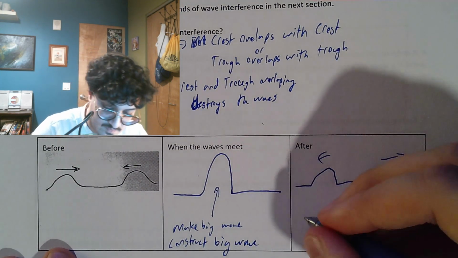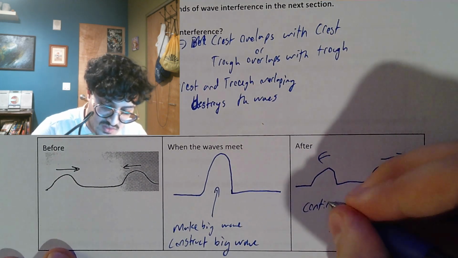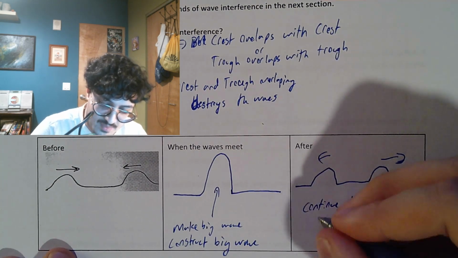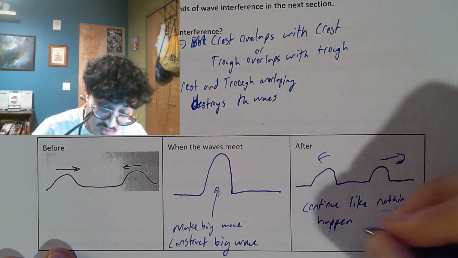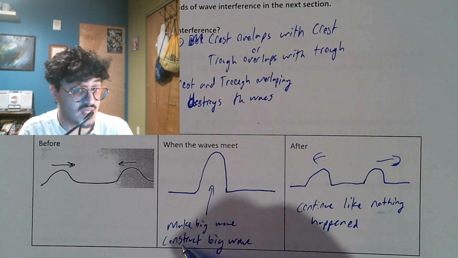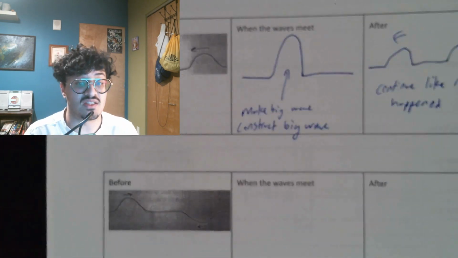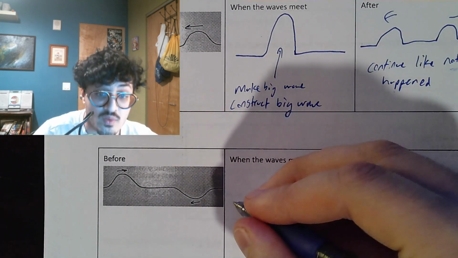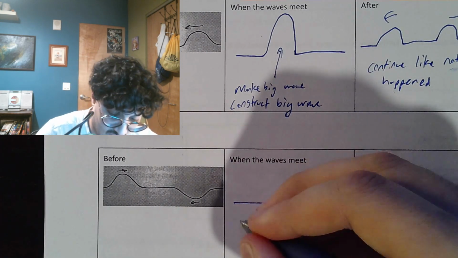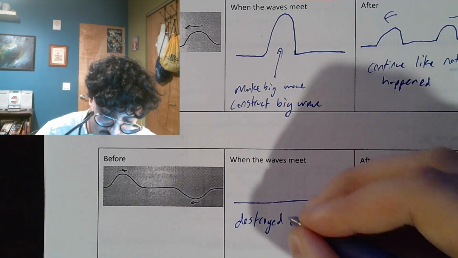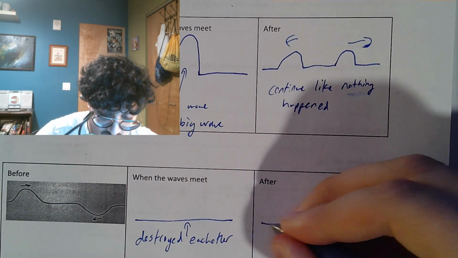Past, past. Continue like nothing happened. They passed right through each other. And they only interfered when they were in the same place at the same time. Same with destructive interference. When we had destructive interference here and here, while the waves met, they destroyed each other right there. And then after they met, they just continued on their way.